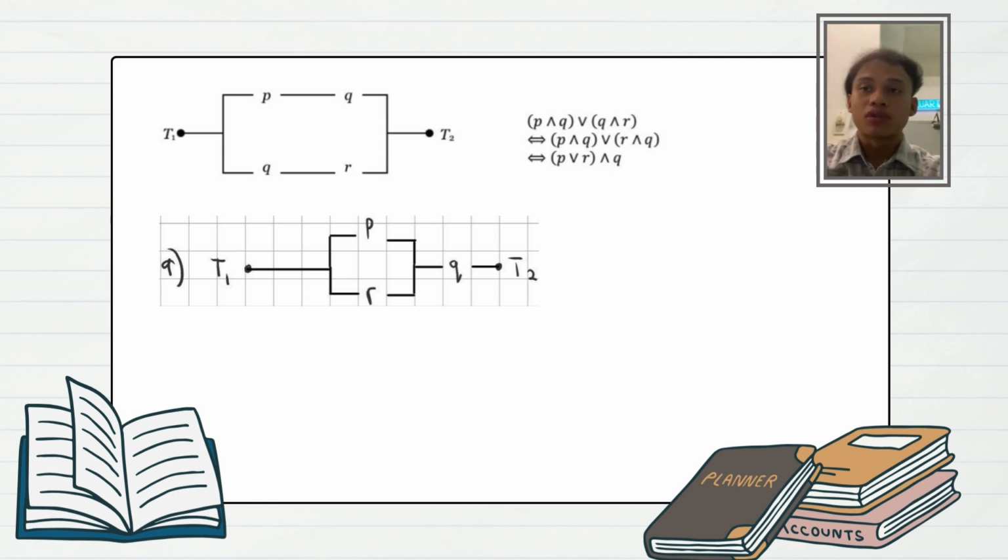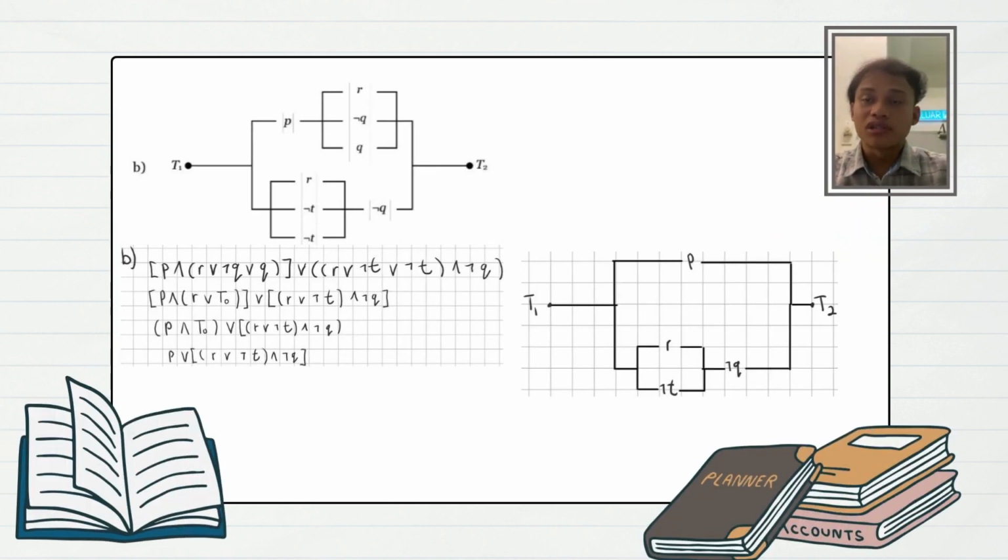We solve this question by using the laws, and the final answer is (P or R) and Q. So this is the answer. The P and R are in a parallel network and the Q is in a series network. So this is the second question that we chose.